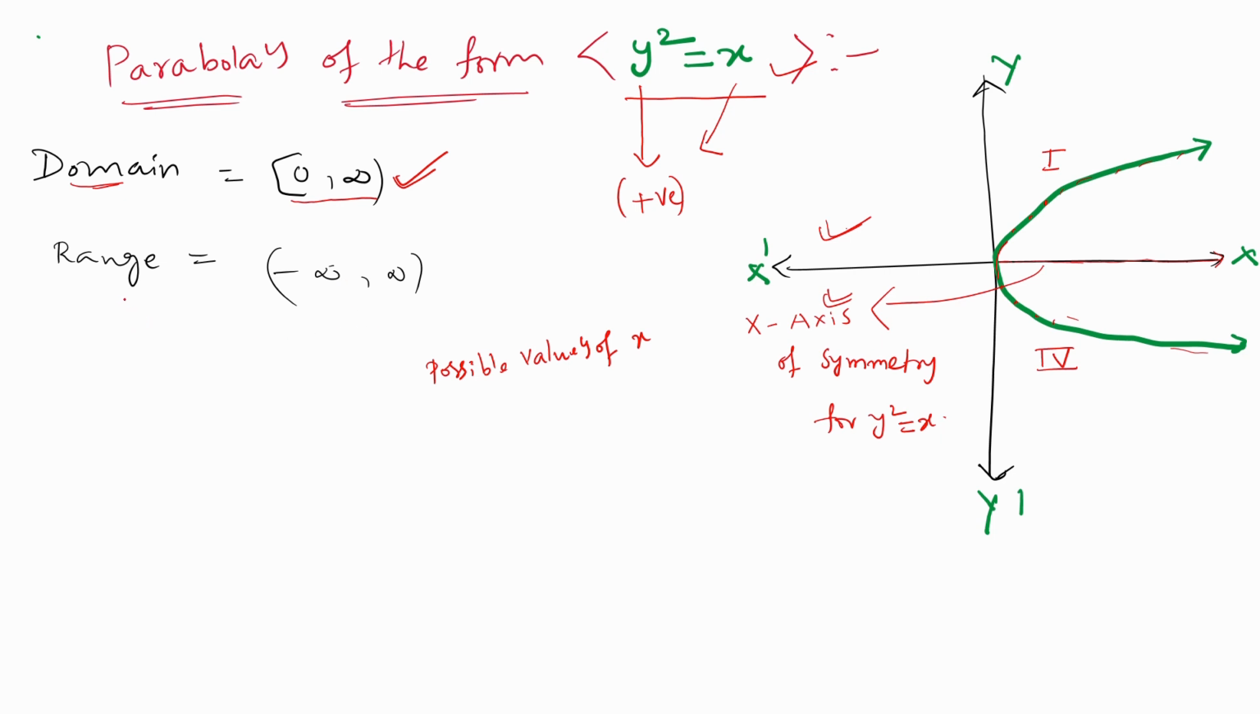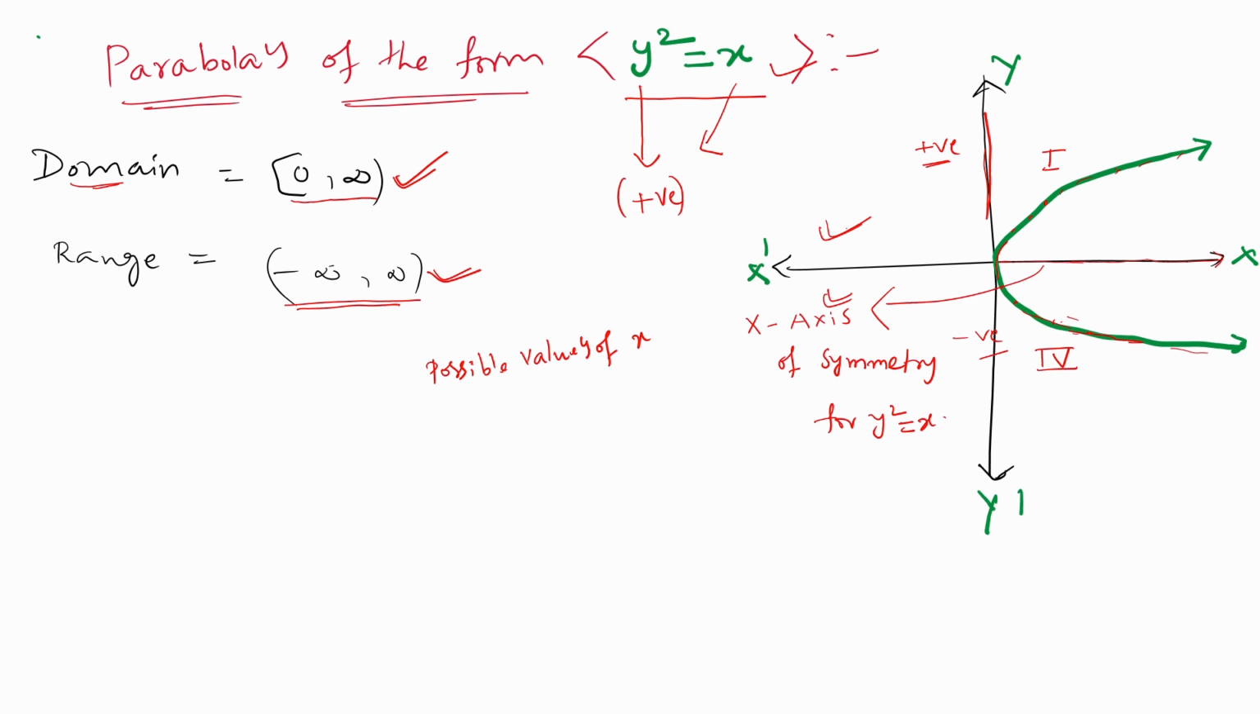When it comes to range, you can see that all y values will lie on this curve. So I can include positive values, and here also I can include negative values. This side we will be having negative values of y on this curve. So I can include both positive and negative. As a result, I am going to get minus infinity to infinity. Okay, this is the range.